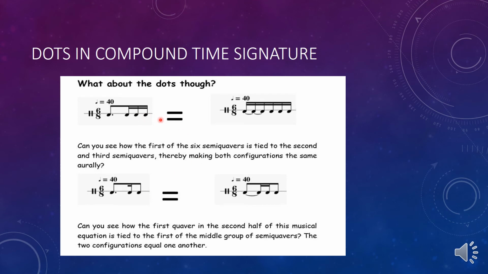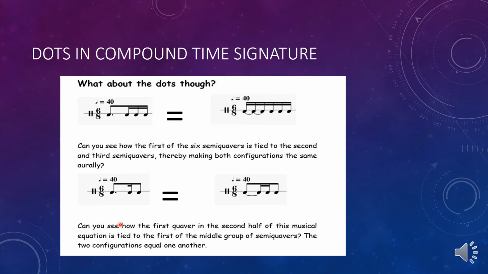What about the dots? Here we have a dot. This configuration would be the same as this one. You would play the first of the 6 semi-quavers, but tie it to the 2nd and the 3rd. Can you see how the first of the 6 semi-quavers is tied to the 2nd and 3rd semi-quavers, thereby making both configurations the same orally? Theoretically, notationally, they look a little different, but to the ear they're the same.